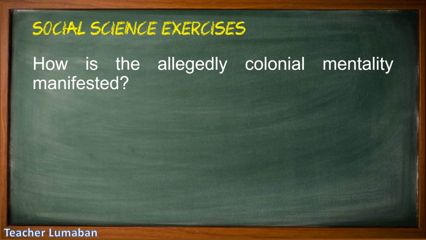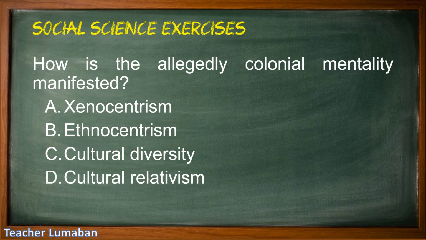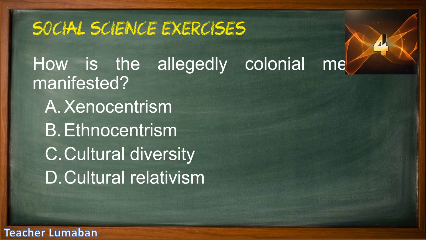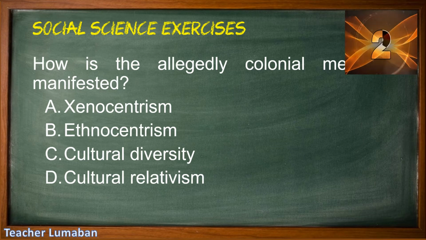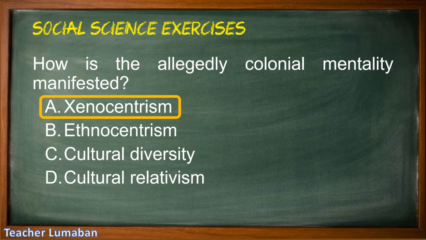How is the alleged colonial mentality manifested? Letter A, Xenocentrism. Letter B, Ethnocentrism. Letter C, Cultural diversity. Letter D, Cultural relativism. Please choose the suitable answer to the following choices in 5 seconds. 5, 4, 3, 2, 1. The correct answer is letter A.